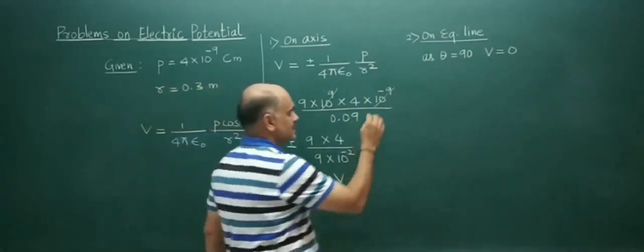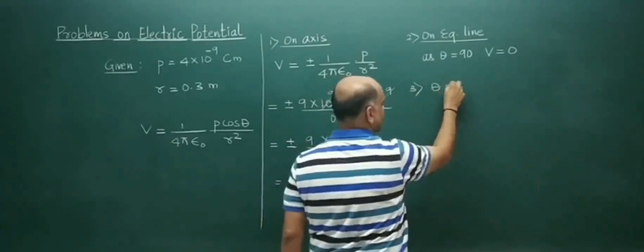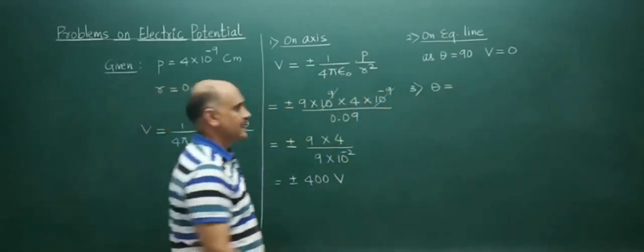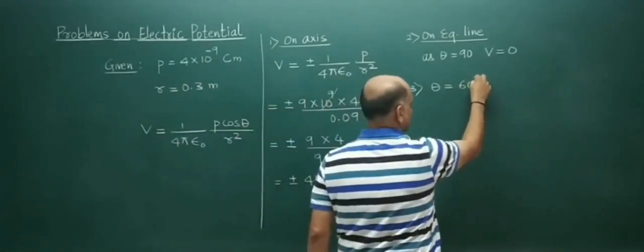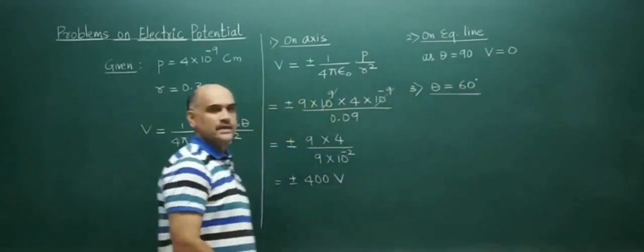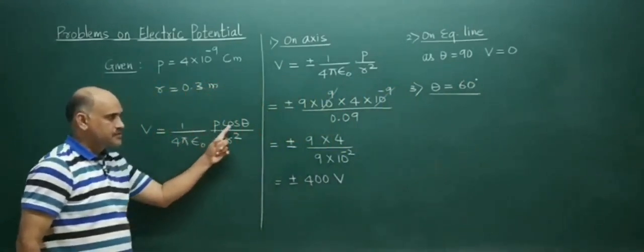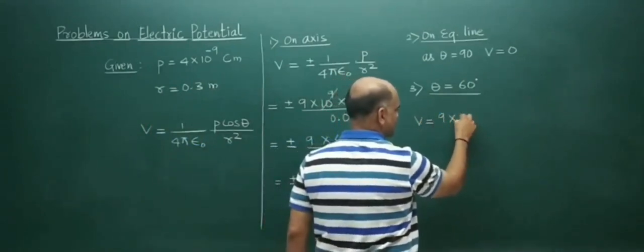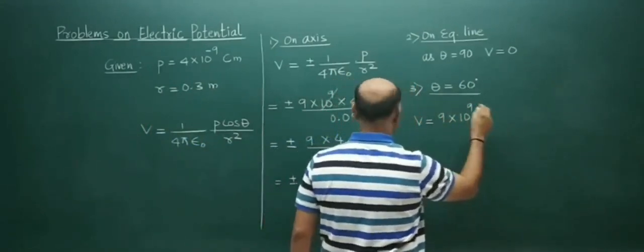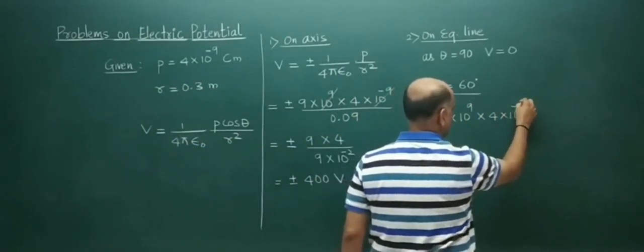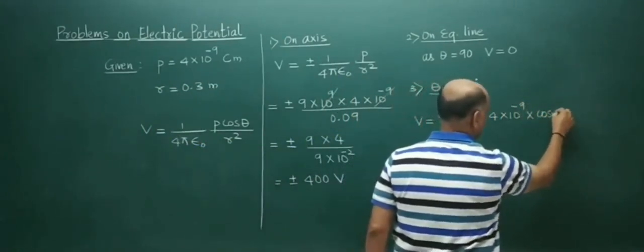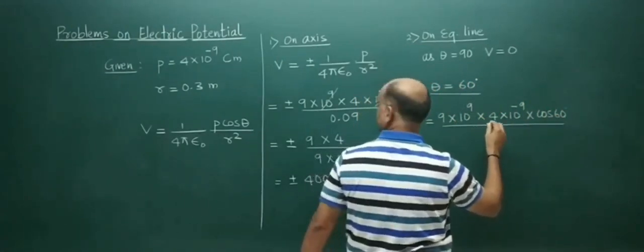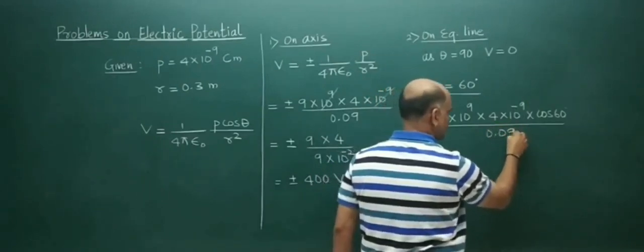Then the third case. Third, he has given theta. You are required to find the potential at an angle of 60 degrees with the dipole axis. So theta is equal to 60 degrees. Now take this formula, substitute the values. So V is equal to 9 into 10 raised to 9 into P, 4 into 10 raised to minus 9, into cos 60 divided by R square. R square will be 0.3 square, which is 0.09.